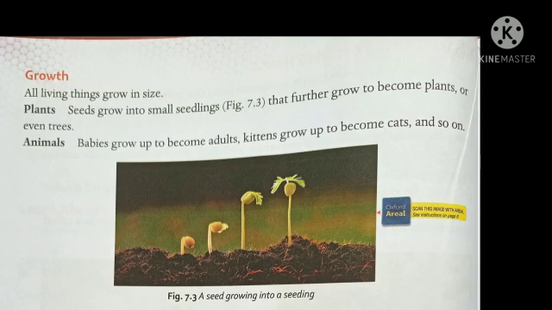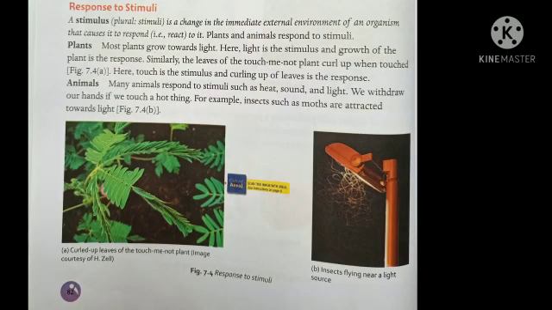Now the next is growth. So students, basically living things grow. For example, in animals, a child grows into an adult, and in plants, a seedling grows into a plant. Growth in living things is irreversible. For example, we cannot get the seedling back from the plant. Okay? Now the response to stimuli.